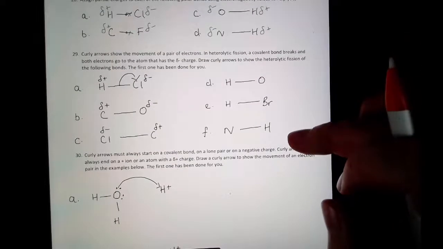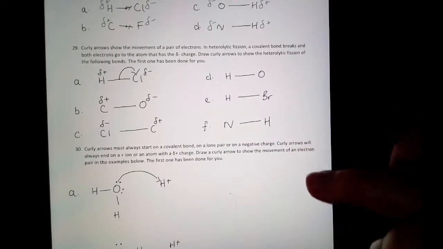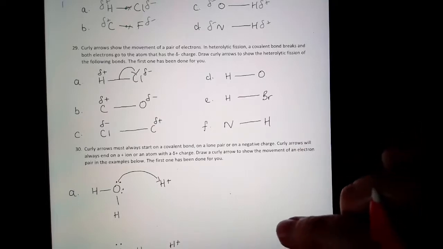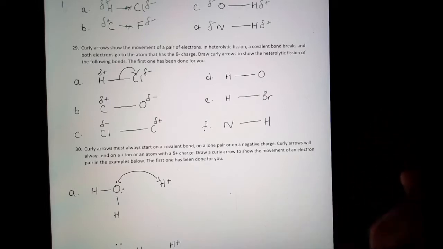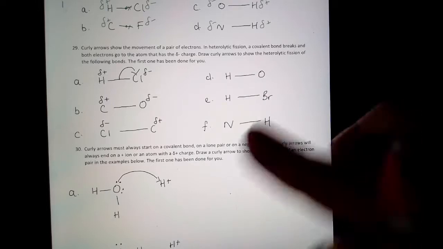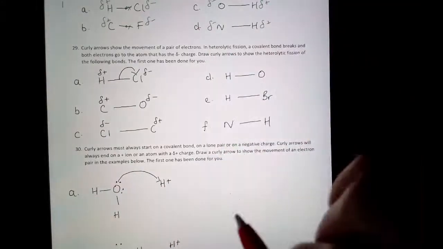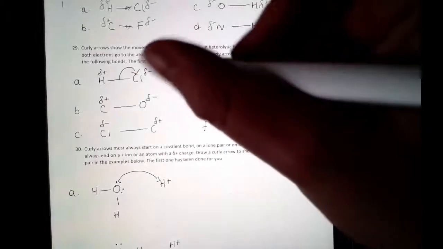Here I've written the curly arrows show the movement of a pair of electrons. In heterolytic fission, covalent bond breaks and both electrons go to the atom that has a delta negative charge. Draw curly arrows to show the heterolytic fission of the following bonds. All right. So I've started by putting the partial charges for you. So when you're drawing your arrows, and I am a real stickler for this, so I will mark you down if you don't do it right.